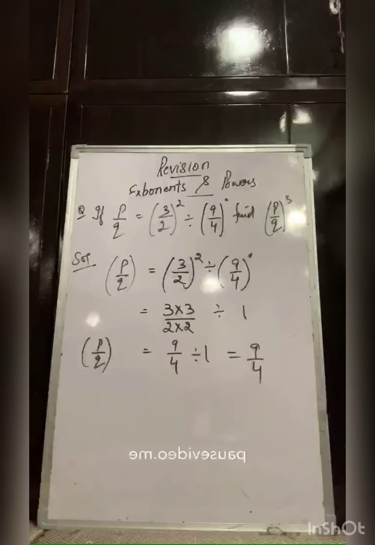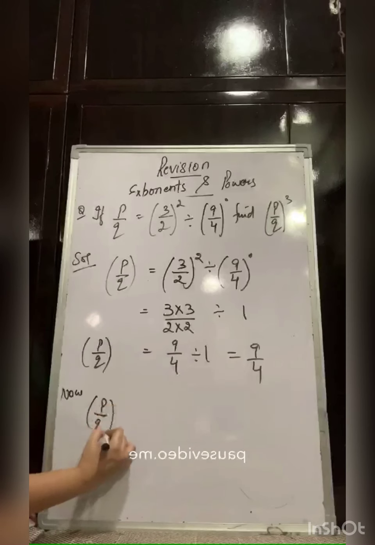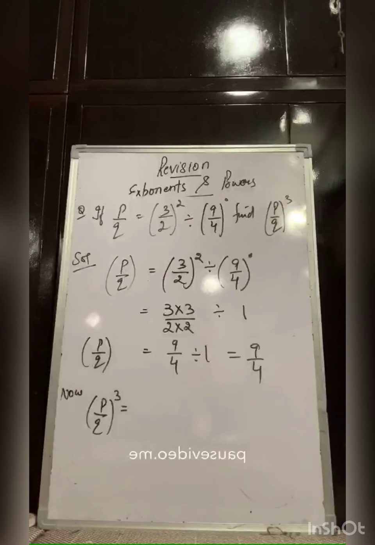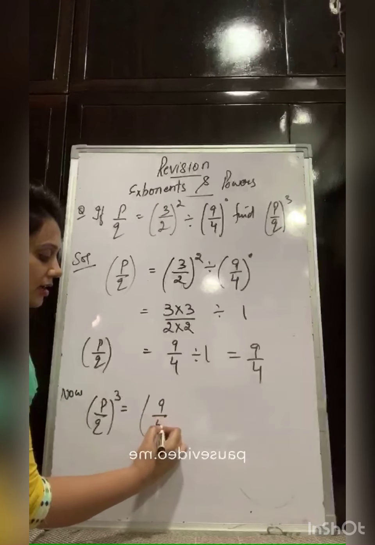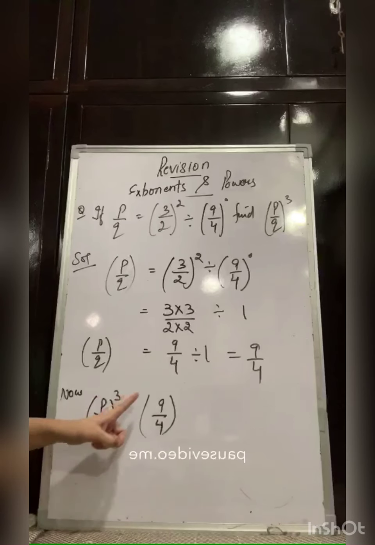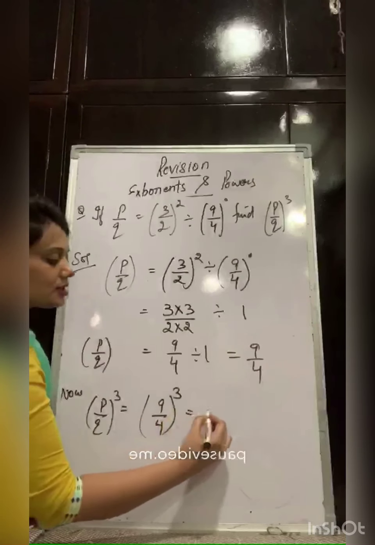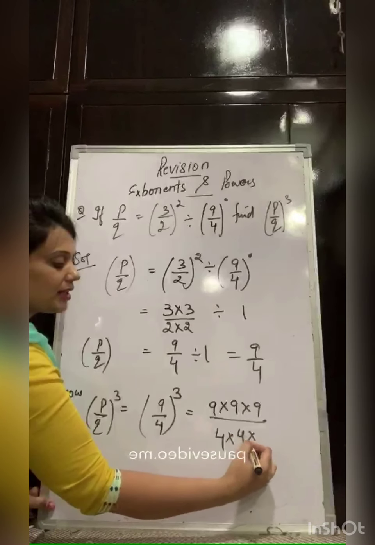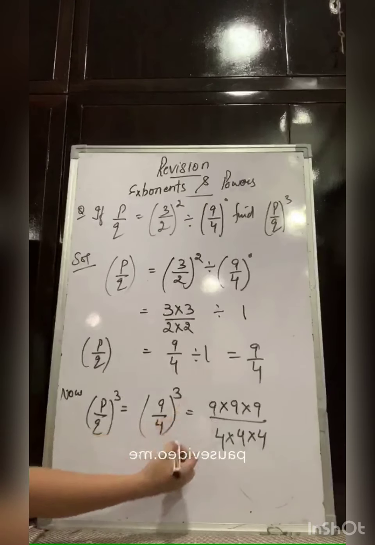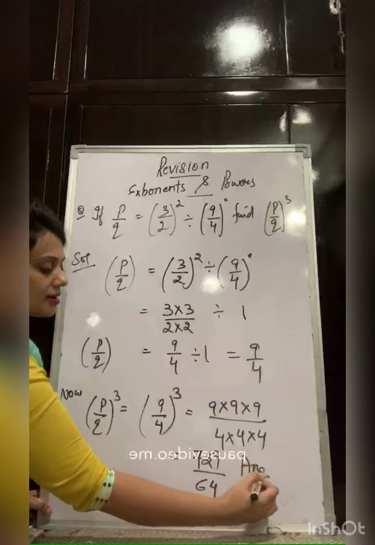Now we have to find (p over q) whole cube. Now what is our p over q after solving? 9 by 4. So in place of p over q, I have written 9 by 4. Its cube means this 9 is getting multiplied 3 times. This 4 is getting multiplied in the denominator 3 times. So multiply it and you will get the answer 729 by 64.